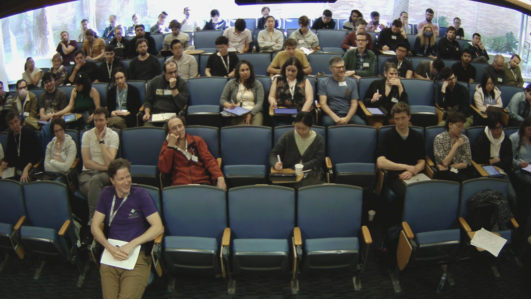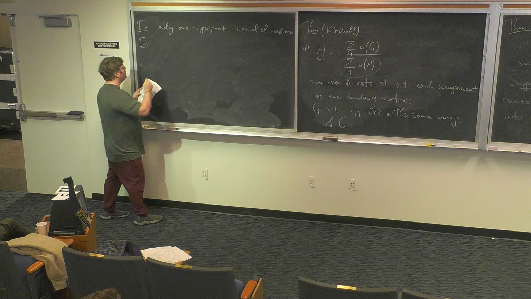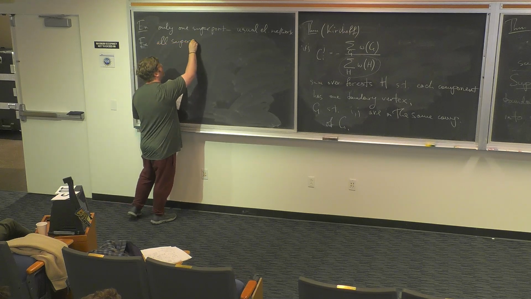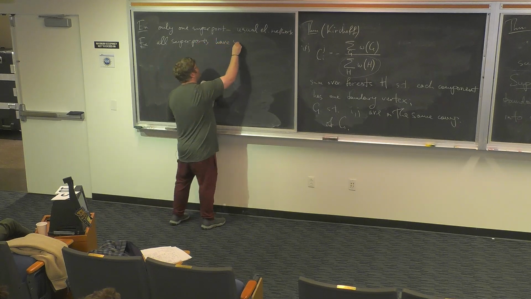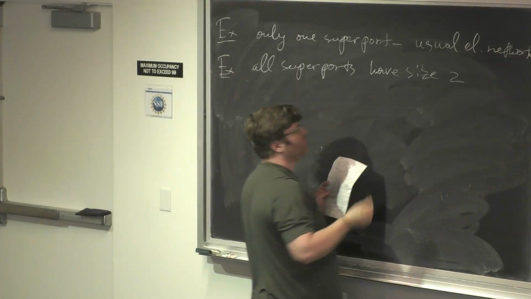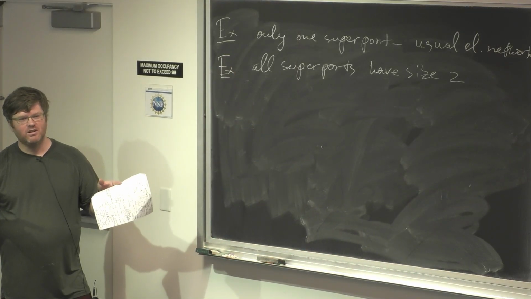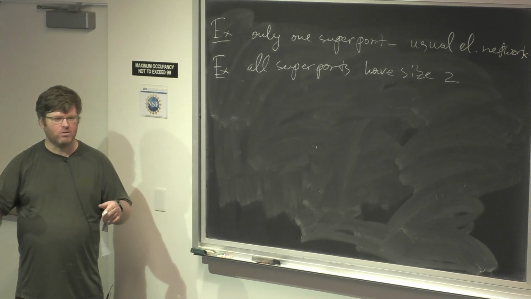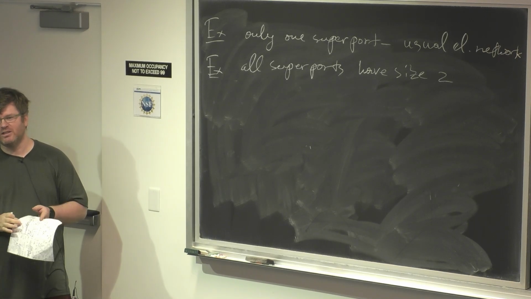But OK, there's another interesting case. When all superports have size 2, right? So all boundary vertices come in pairs. And for each pair, you know that current going in through this one should be equal to current going out through that one. Can anybody guess what's special about this case?